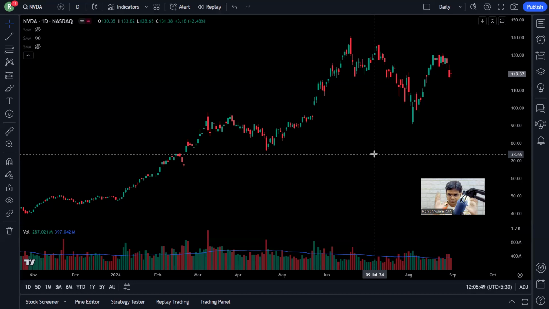And by the way, this criteria is only for positional traders, not for swing traders. I hope you understand the difference between swing trading and positional trading. Basically, positional trading means you are holding on to the stock as long as it remains above the 50-day simple moving average, or as long as it remains above the 10-week simple moving average on the weekly chart. That is not the case with swing trading.